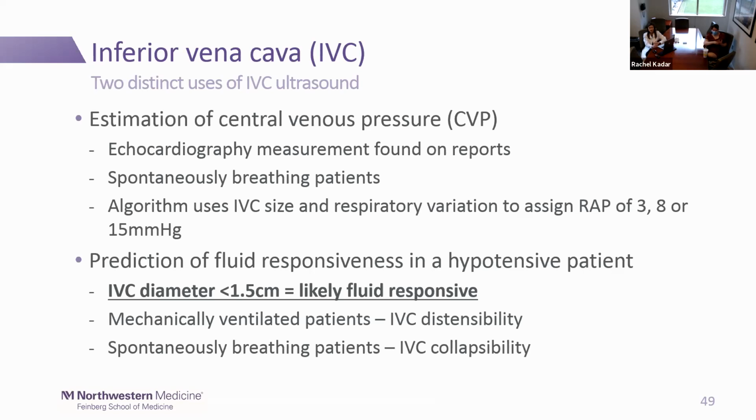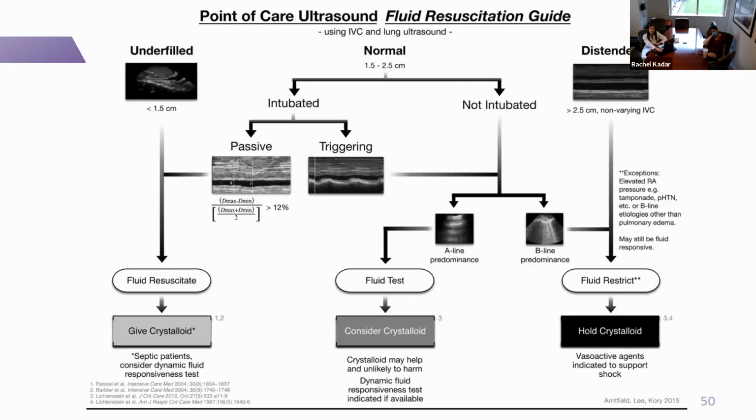This is slightly different, although sometimes it does correlate with the prediction of fluid responsiveness in a hypotensive patient. So when we look at that, there's a different set of literature. And the take-home point that I think is the most important thing to remember is that with an IVC diameter of less than 1.5, these patients will be fluid responsive. If you want to get more specific and separate out mechanically versus spontaneously breathing patients, then we can calculate some calculations such as IVC distensibility and IVC collapsibility. This is a nice point of care fluid resuscitation guide.